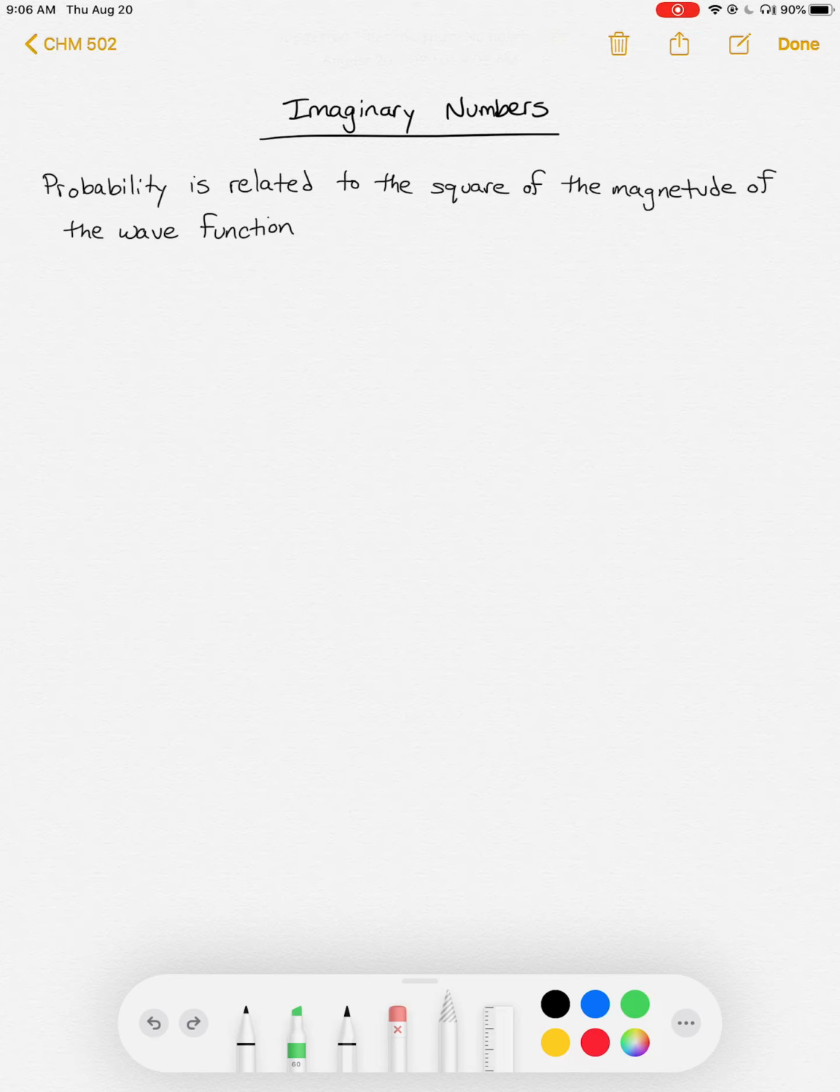But I want to introduce it here because the probability that you're going to observe any sort of quantum mechanical particle in a certain state is related to the square of the magnitude of the wave function. And we'll get into more detail as to what this means. But the main takeaway here is the wave function itself is not observable, only the probability that you observe quantum mechanical particles in a certain state.